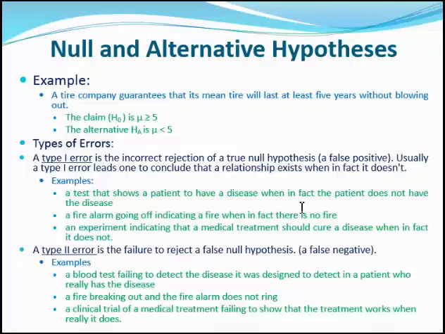One possibility is a false positive, and the other possibility is a false negative. A type 1 error is when I reject a null hypothesis that really was true. In other words, I say that I cannot prove H0. I say that I cannot prove my null hypothesis, when in fact, I really could prove it.